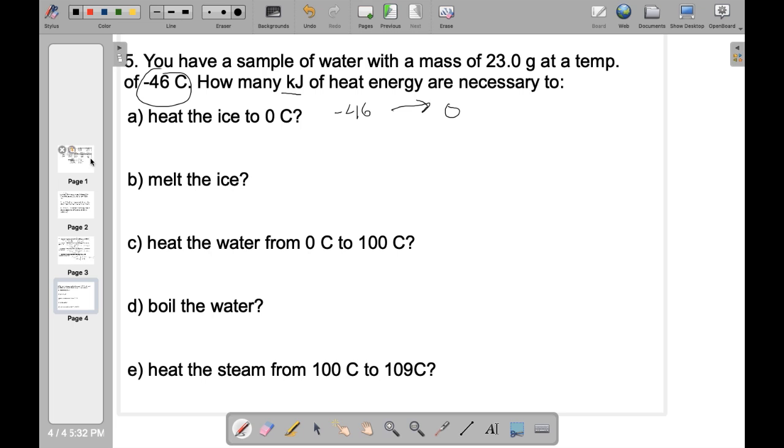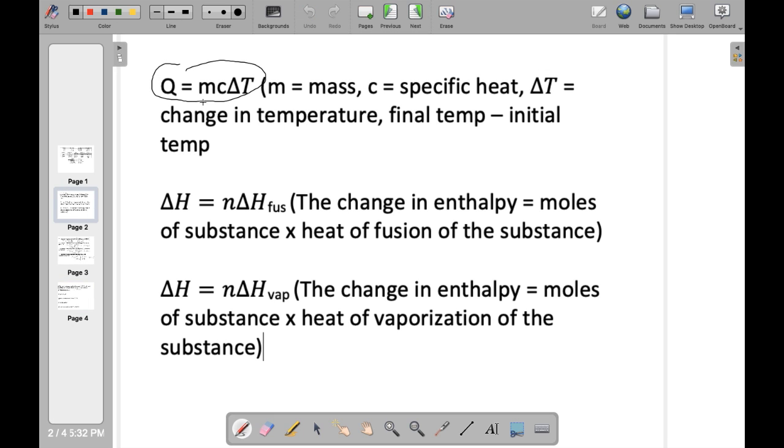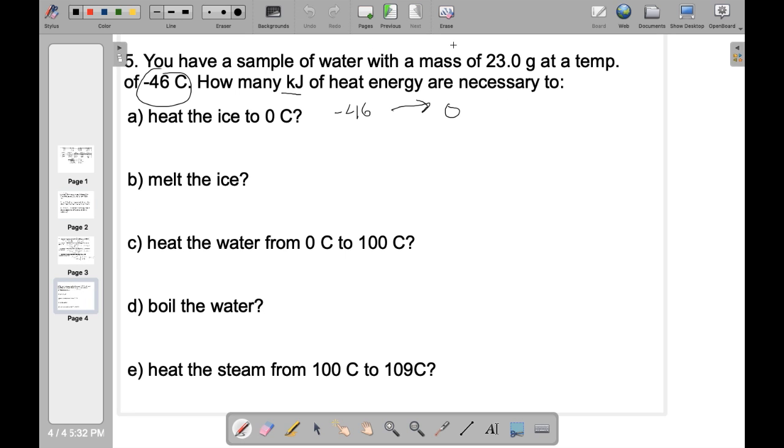So in this case, I need to go back and use Q equals MCΔT. Q equals MCΔT. So the amount of heat we're looking for is going to equal the mass times the specific heat times the change in temperature. So let's go down here. The mass that we have is 23 grams. Q equals mass times specific heat times change in temperature. Our mass is provided as 23. What is the specific heat?